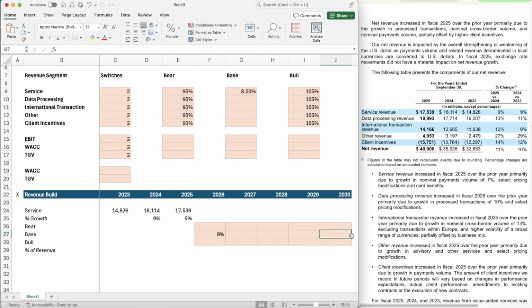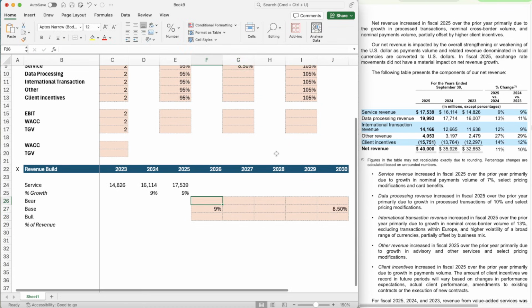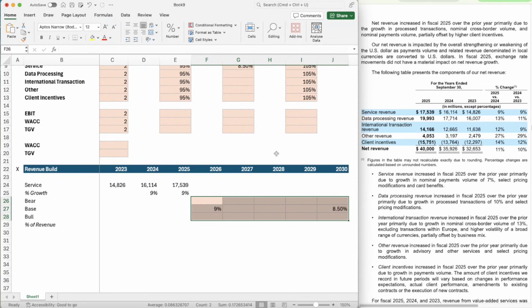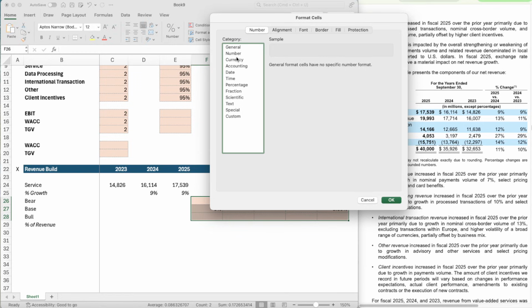So for this one in 2030, we put equal to G9. We also want to make these 2 decimal places. Percentage, 2 decimal places.